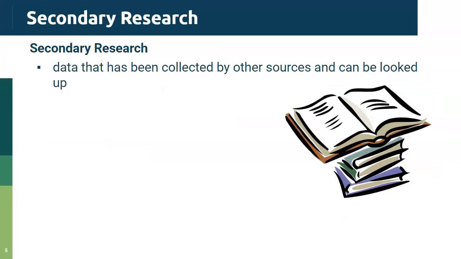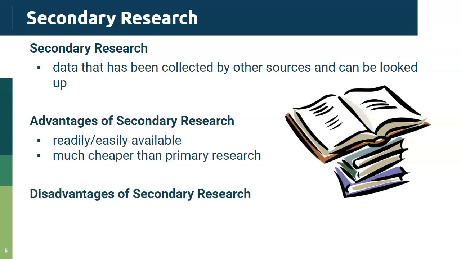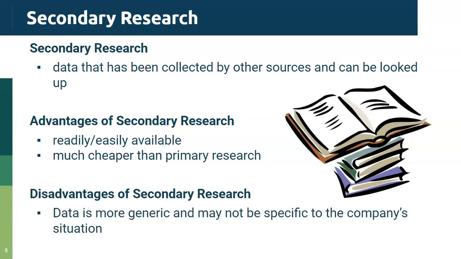So secondary research is doing research from data that's already been collected from other sources and can be looked up in many different ways. Advantages of secondary: of course, it's very readily available, far cheaper than primary research. Disadvantages: the data is, of course, more generic and may not be specific to your company's situation or your organization's situation or your own personal situation.